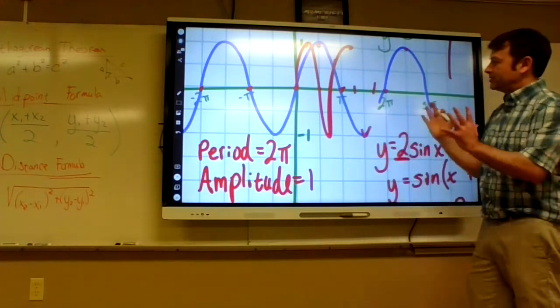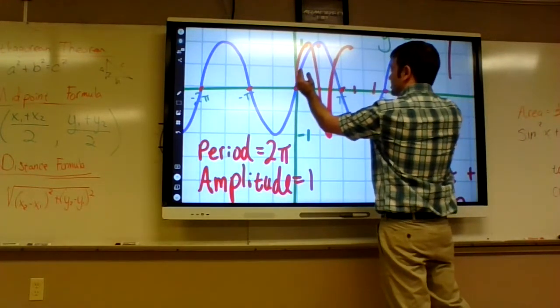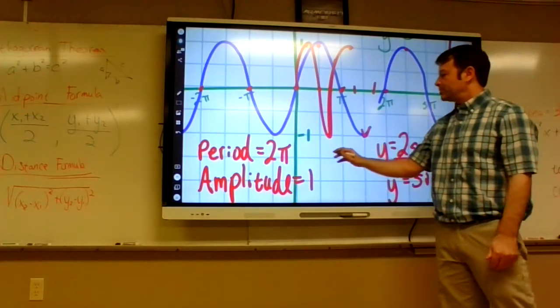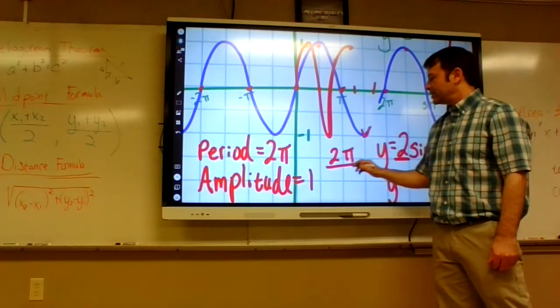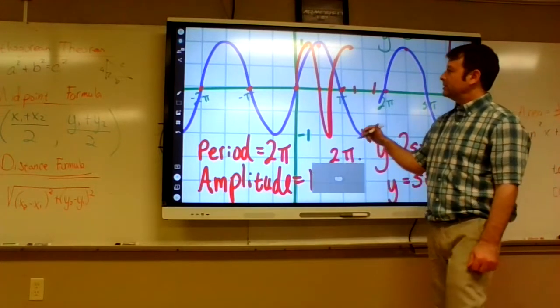Anyway, all the points go half as far away from the origin here. Everything gets squished in. So the period where it was 2 pi is only going to be half as big. So now the period is pi.